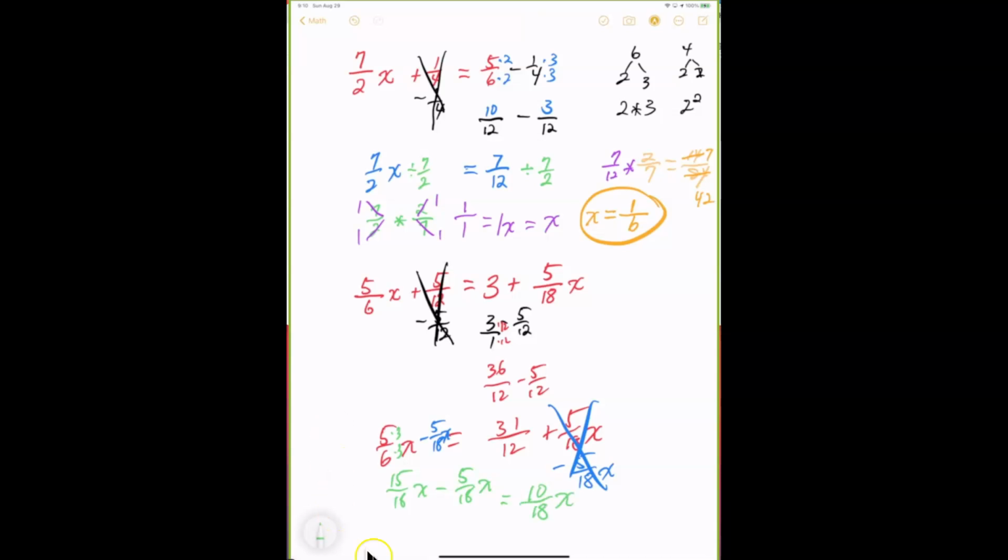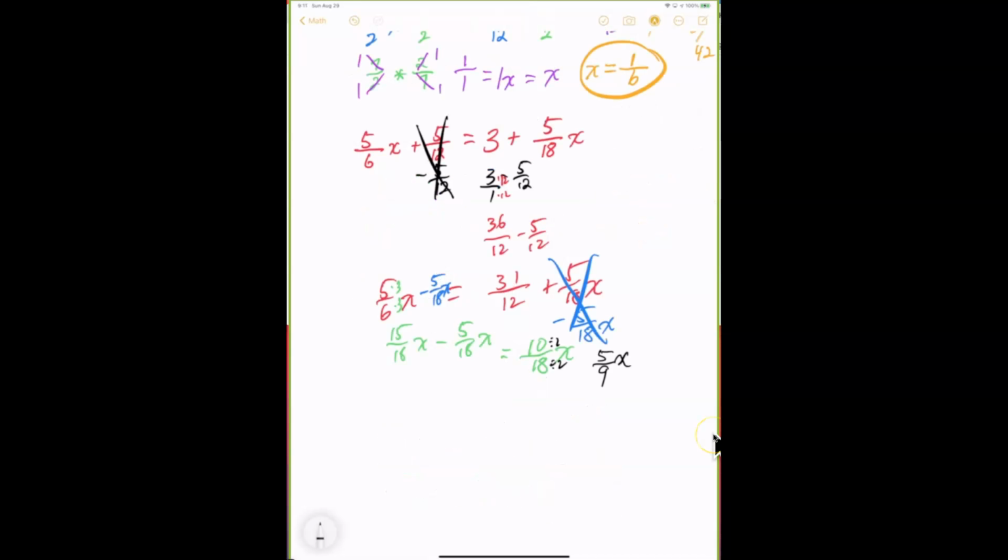And then we just have to reduce this fraction 10/18. We can divide the top and the bottom by 2. Let's do that. And we will get 5 over 9. So we have 5/9 x on the left, and that's equal to 31 over 12. 5/9 x is equal to 31 over 12.